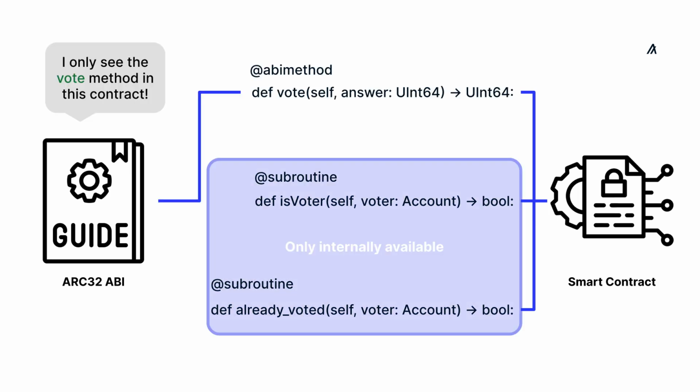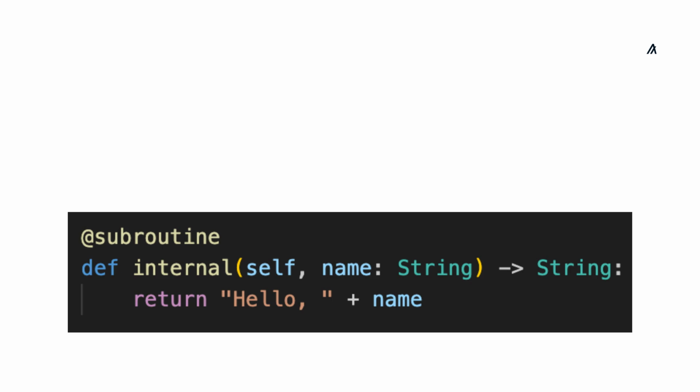Any method decorated with the subroutine decorator will not be externally available and only internally available. Let's look at this code example. Here we have a method named internal method decorated with the subroutine decorator. This method won't be exposed to the API, so it won't be callable from the outside.